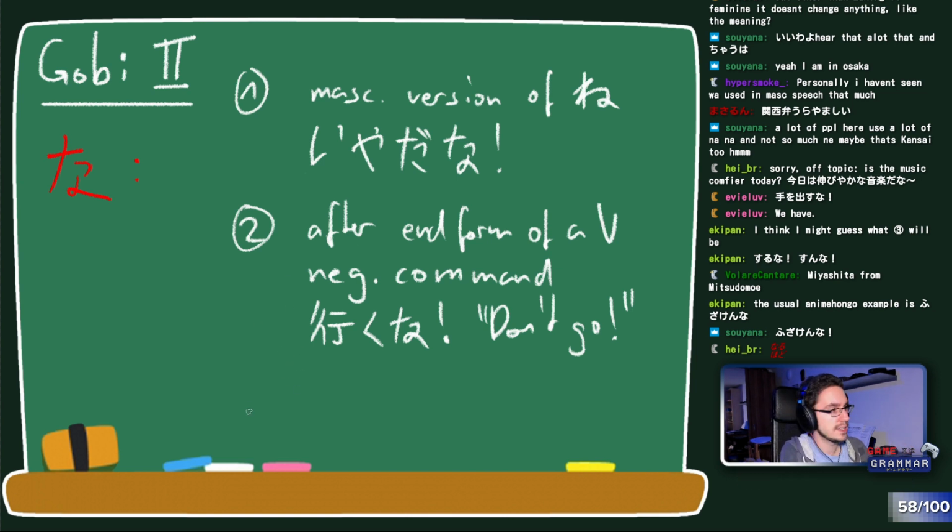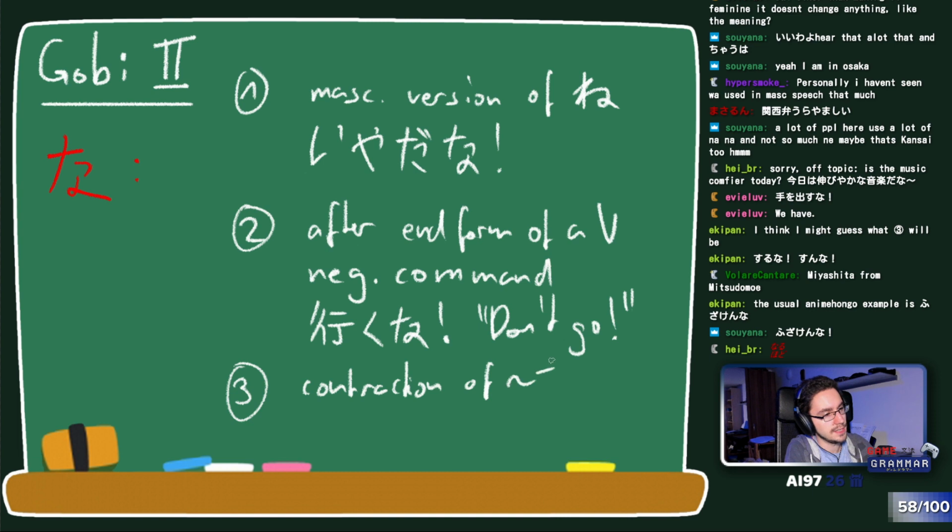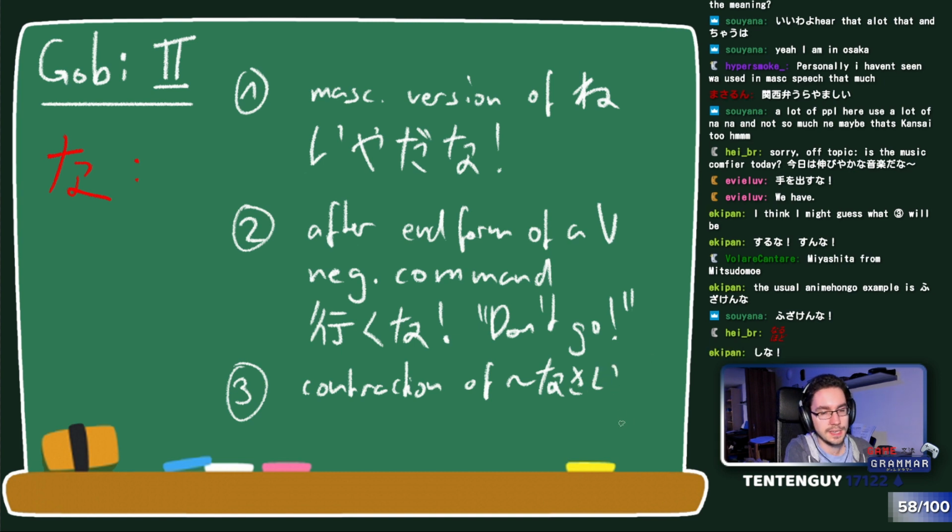Then last one, okay? Last one, it's probably the one that people think about the least, but it can be used as a contraction of nasai, okay? Contraction of nasai. I'm not actually sure if we talked much about nasai yet. I'm not sure. Nasai is an imperative.